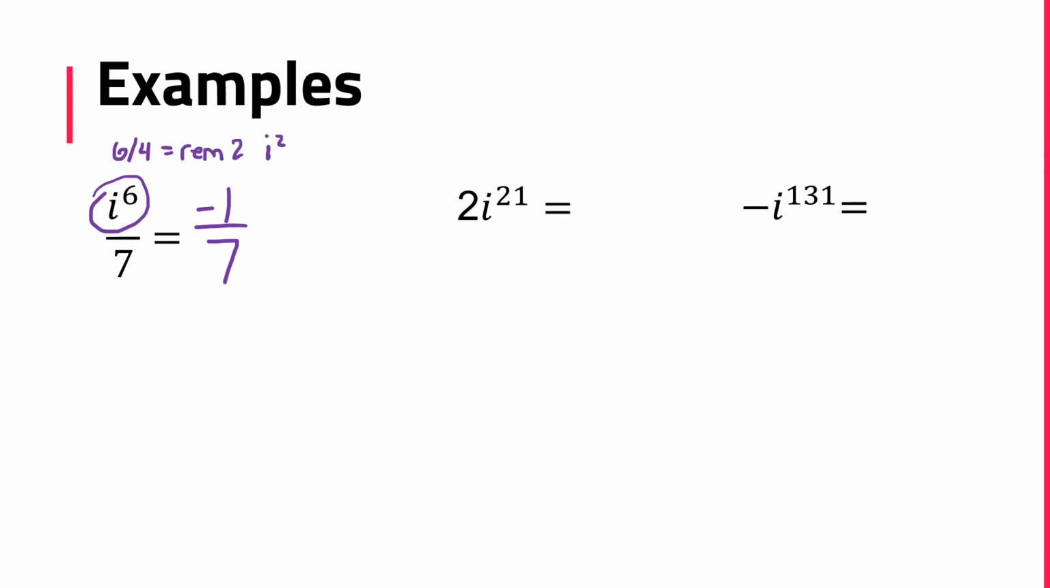Let's take a look at the next one. i to the 21st. So 21 divided by 4, it fits in 5 times with a remainder of 1. Well, a remainder of 1 means i to the 1st, which is just i. So i to the 21st becomes just i. And that 2 is hanging out front as a factor, so it stays out front as a factor.